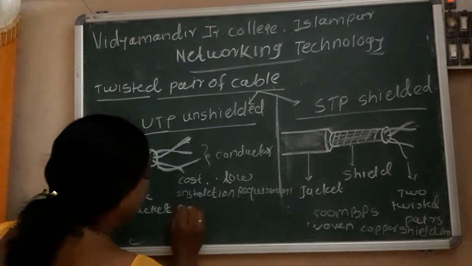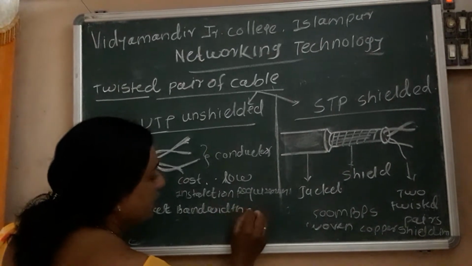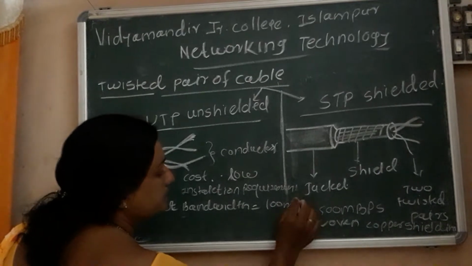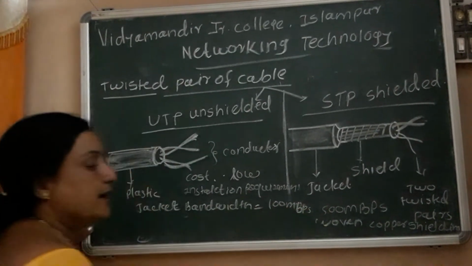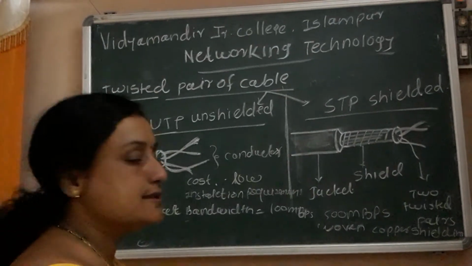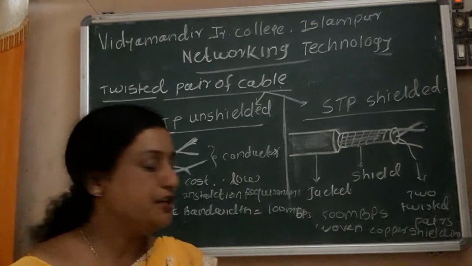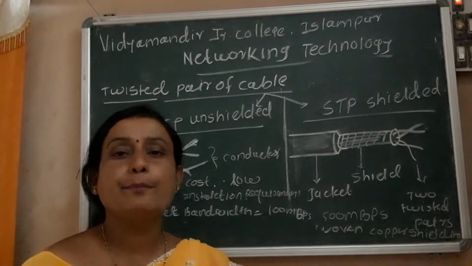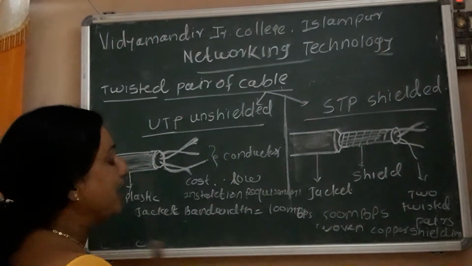Next one is bandwidth. This cable has 100 Mbps bandwidth, that is, at a time 100 Mbps data can be transferred from source to the destination, that is bandwidth. It is also called the capacity of the UTP cable.